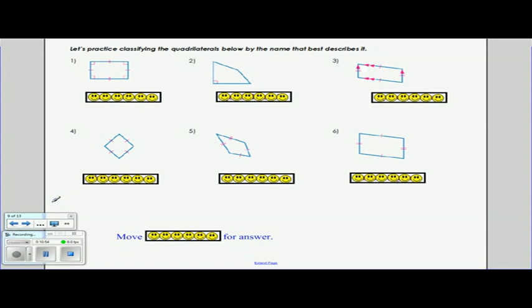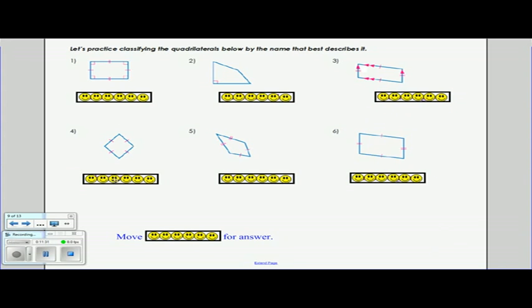So practice classifying up here. What do you think number 1 is? Number 1 is a rectangle. Number 2 is a quadrilateral. It does not have any parallel sides at all, so it's a plain old quadrilateral. Number 3 is a parallelogram. Opposite sides are parallel and opposite sides are congruent.